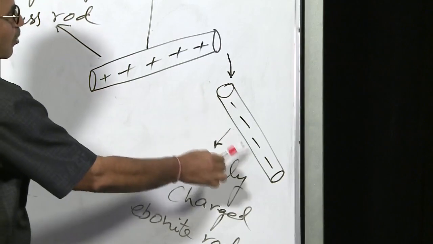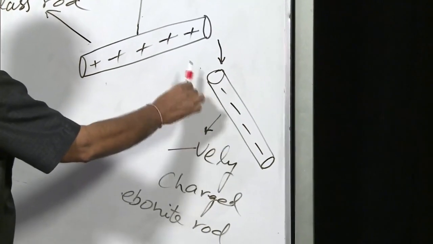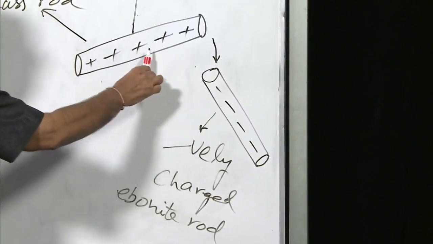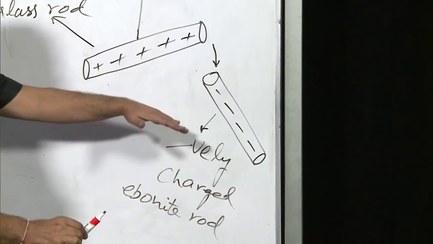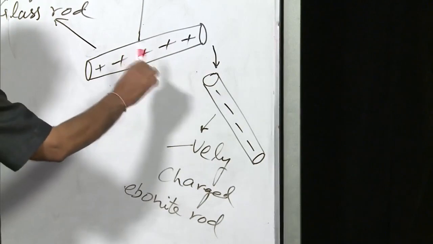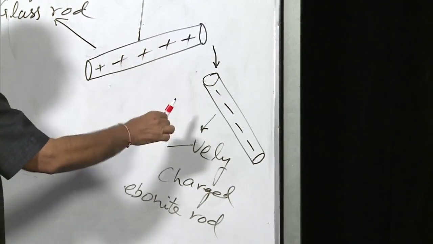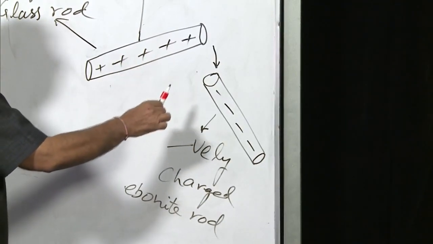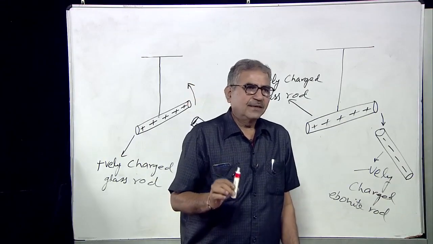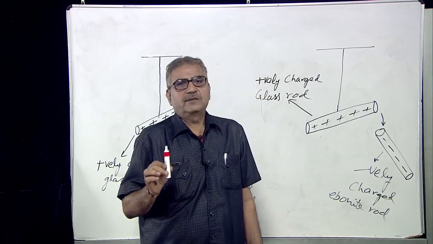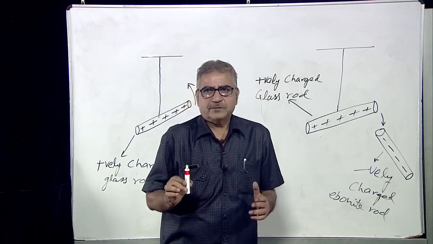Now, when this ebonite rod is brought near this glass rod which is suspended, the glass rod moves towards the ebonite rod because both of these rods have opposite charges. So, this schematically represents that unlike charges attract each other.